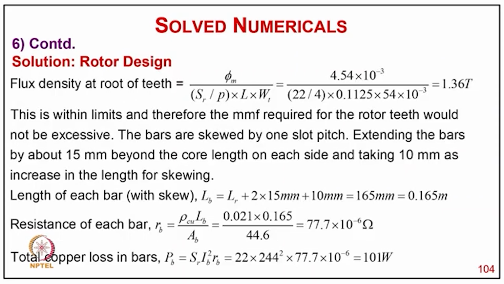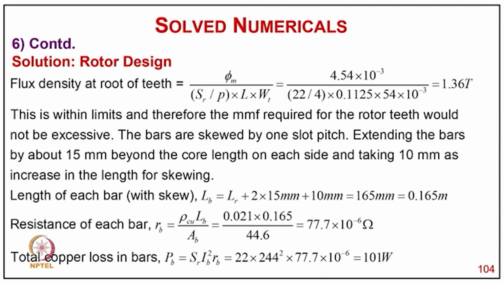So flux density at the root comes phi m upon SR upon T into L upon WT, it comes 1.36 Tesla, within the limit. Therefore the MMF required for rotor teeth will not be excessive. The bars are skewed by one slot pitch to avoid the slot harmonics, noise, vibration and cogging.